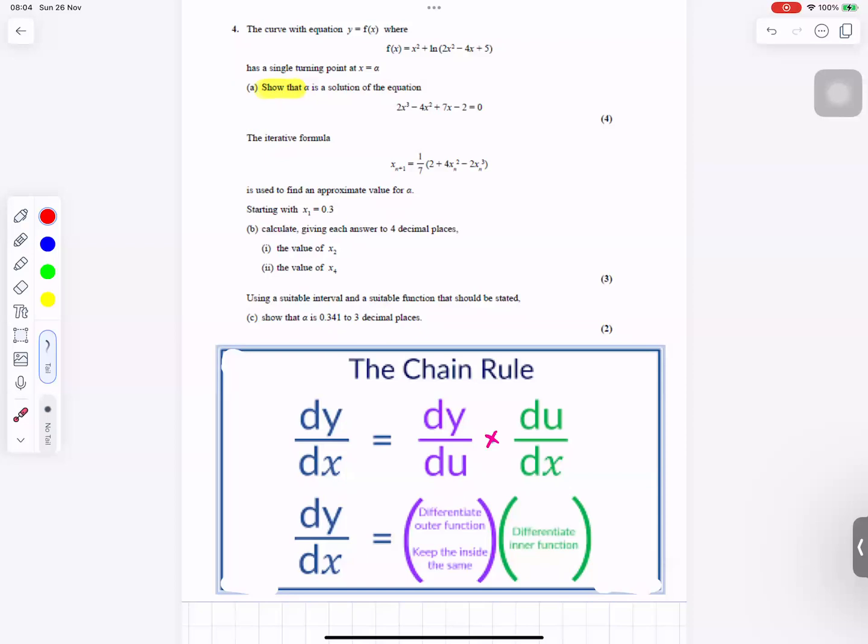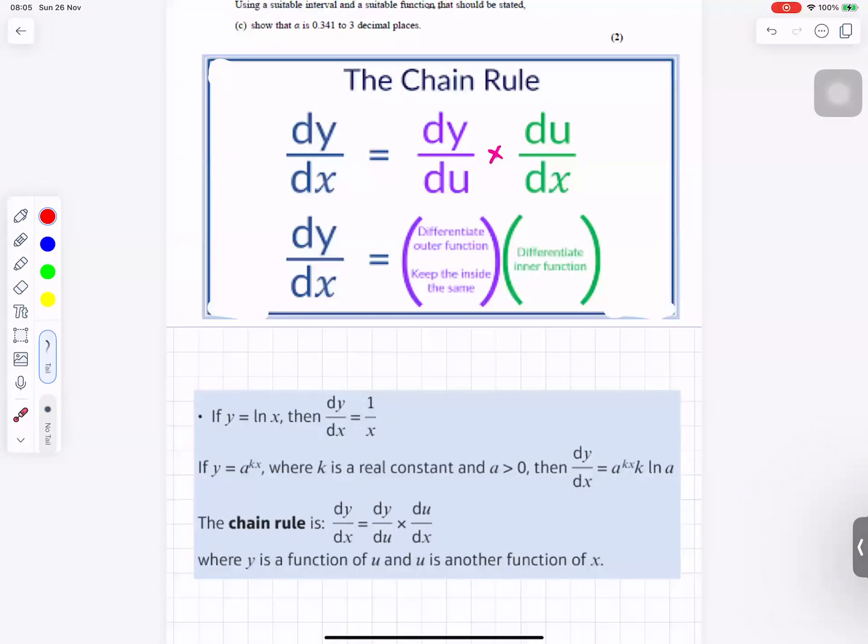Question number 4. Show that alpha is a solution of the equation. The curve with equation has a single turning point, x equals alpha. So we're going to be using some of these formulae. We're going to be using the chain rule, and we're going to be using, when you differentiate ln x, you get 1/x. So the chain rule and the derivative of ln x, those are the two things which you need to remember. We're going to use them for this question.